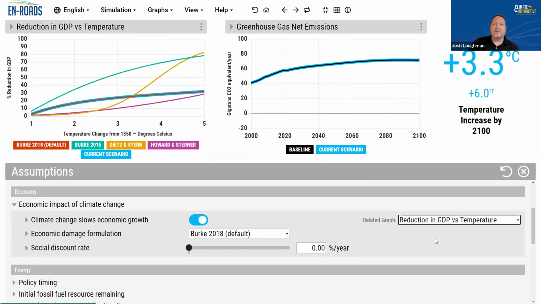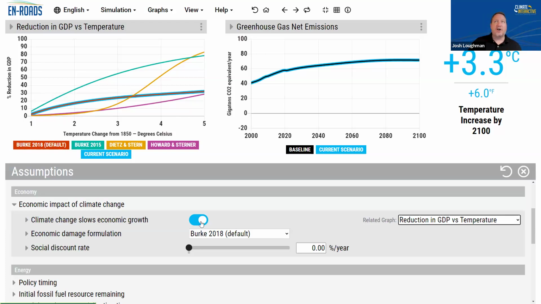And this is one of the few graphs that isn't a behavior over time graph. So this is temperature on the x-axis and percent GDP damage on the y-axis. So in the Burke 2018 damage function that we use as our default, you can see at 3.3 degrees, about 25% of the GDP growth that you would have had is being reduced.